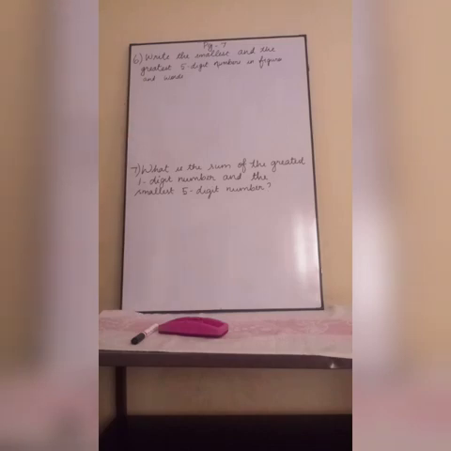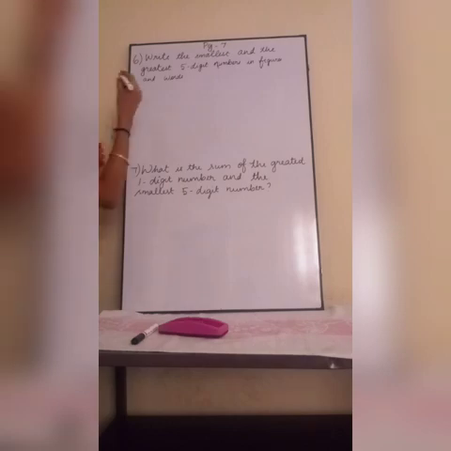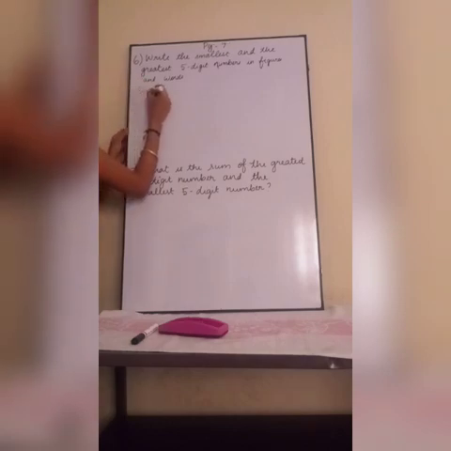What is your sixth problem? Write the smallest and the greatest 5-digit numbers in figures and words. Figures means I already told you how to write by using numbers. Numerals are also called figures. And words means you will write in number names.